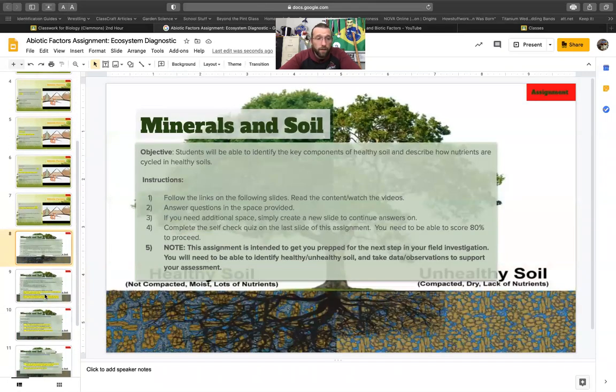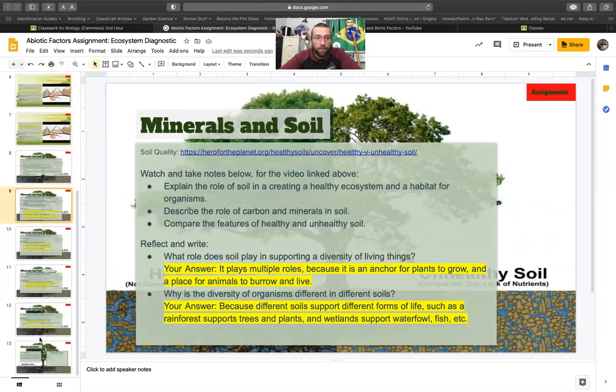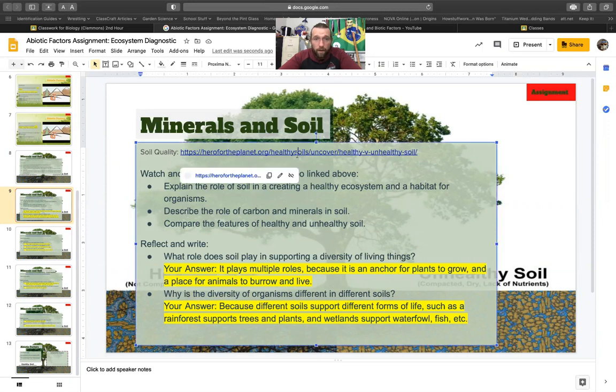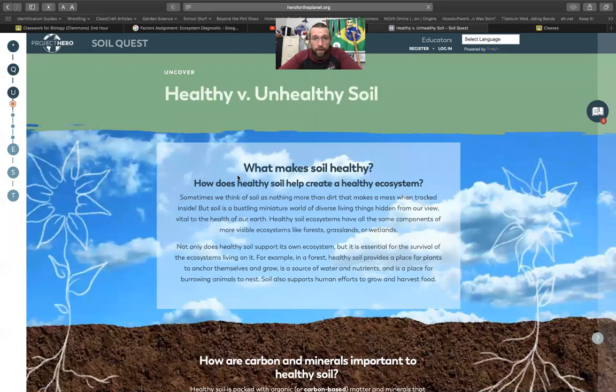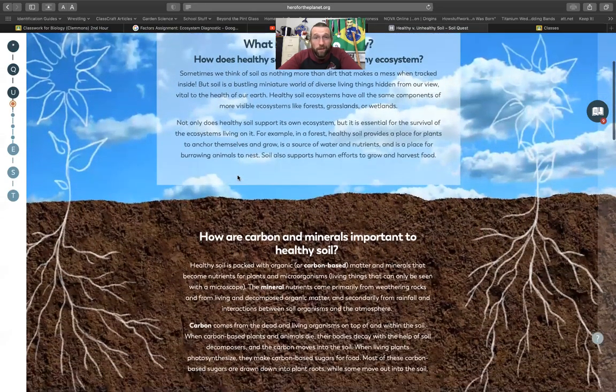After that, you have several slides here, 9 through 12, to go through and answer questions specifically on reading from a different link for each slide. So for number 9, you are going to this website here, and it walks through what makes healthy soil. This information was supposed to help you with your field investigation, your first one, and your soil sample.